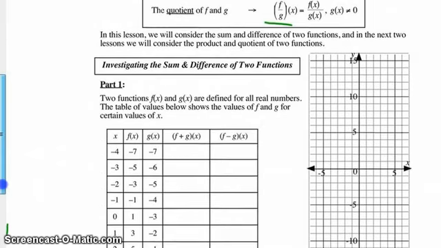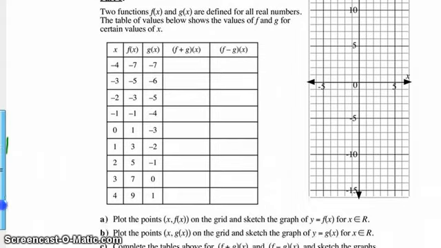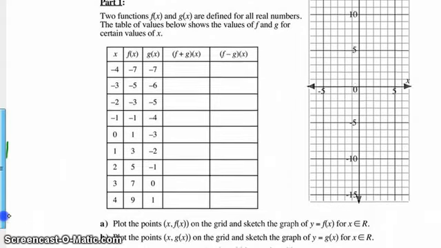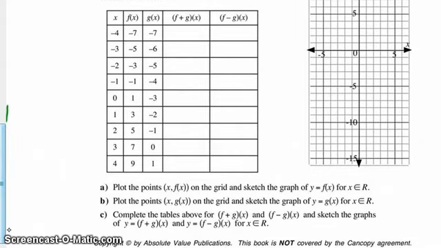I want you now to look at that table of values, and as it says in example 1, to investigate. This is your job. I want you to play and get messy. Plot the x and f at x values, plot the x and g at x values on the chart, look at the graph, and also complete the tables for f plus g at x. When you come back, you can see how those things fit together. So go on your own, pause the screencast, and do it yourself.